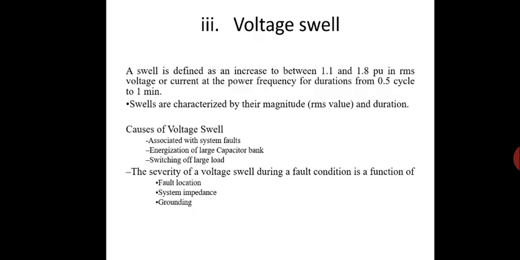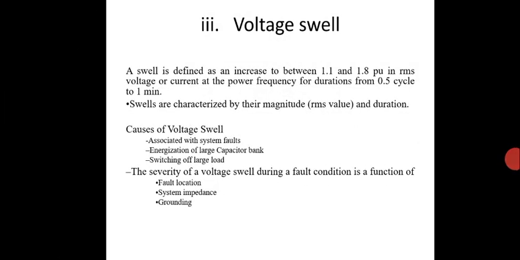What is 1.8 per unit? It is 1.8 multiplied by the actual magnitude of the voltage. So if you are having the standard magnitude of voltage as 230, then 230 multiplied by 1.8 will give you the increase in your voltage magnitude in the voltage swell. And voltage swells are characterized by their magnitude and duration. So duration, I told you, it is 0.5 cycles to 1 minute.